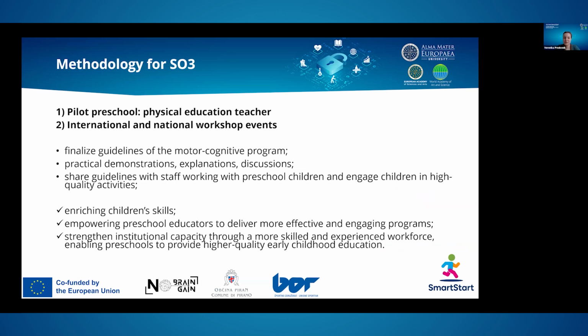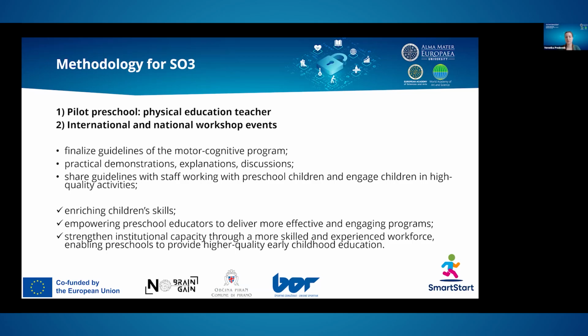A bit more about this training of kindergarten personnel. It will be achieved in 2 ways. The project will fund the salary of a physical education teacher in a pilot preschool to assist the kindergarten educators there. And the partners will also organize international and national workshop events for several kindergartens.